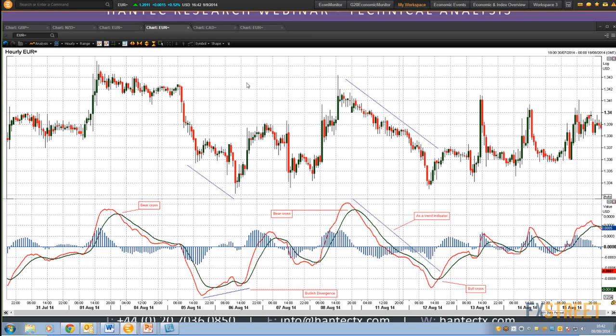This is euro-dollar on an hourly basis over the course of about a couple of weeks back in August. And if I zoom out slightly, you probably get a bit more gauge.